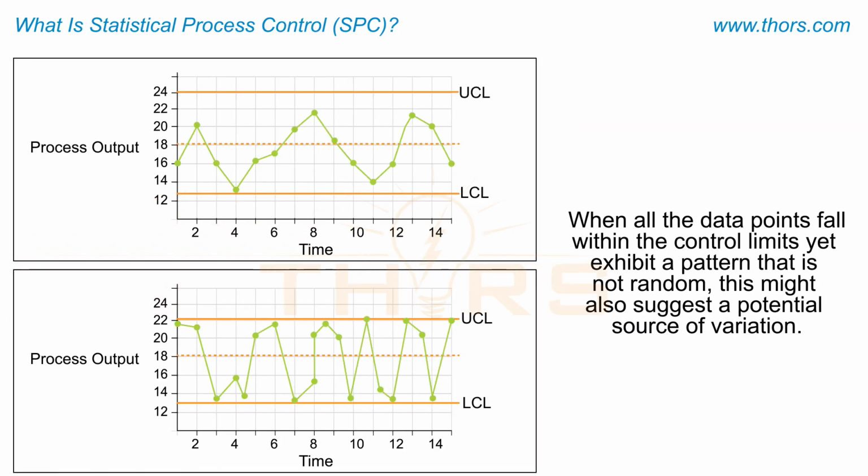When all the data points fall within the control limits yet exhibit a pattern that is not random, this might also suggest a potential source of variation.